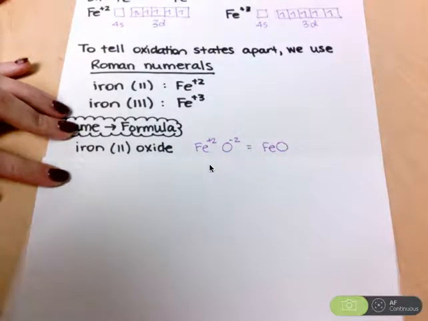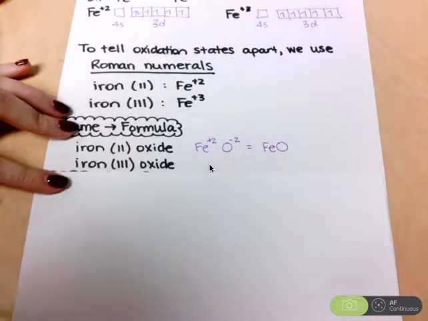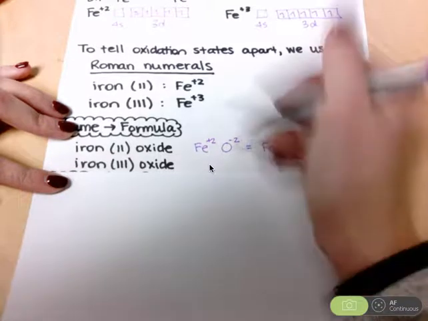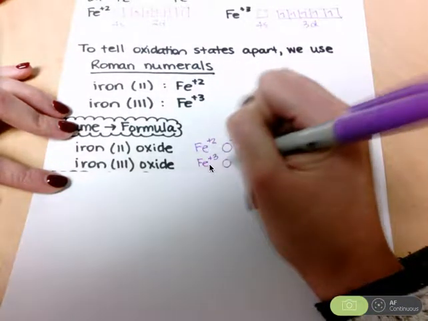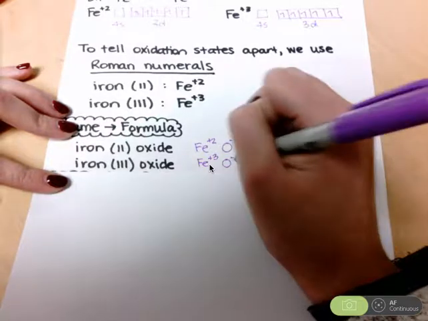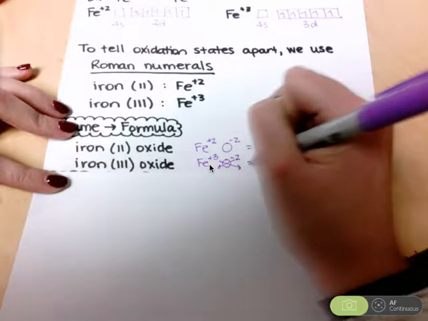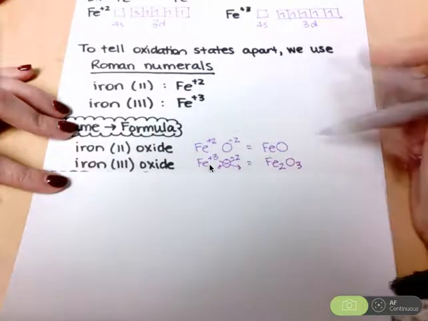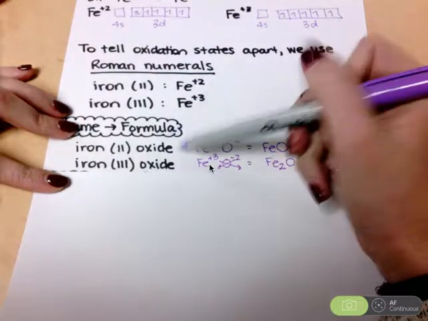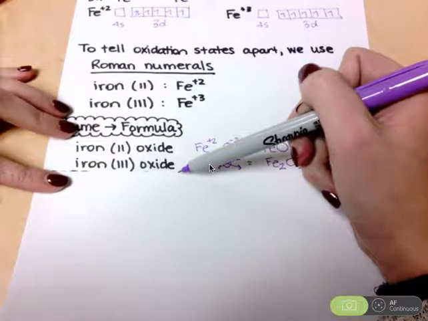But what if I had iron 3 oxide? Iron 3 oxide, I would have Fe with a plus 3 and O still with a minus 2. Crossing my charges, I get Fe2O3. So there's a difference in the formulas for iron 2 oxide and iron 3 oxide.